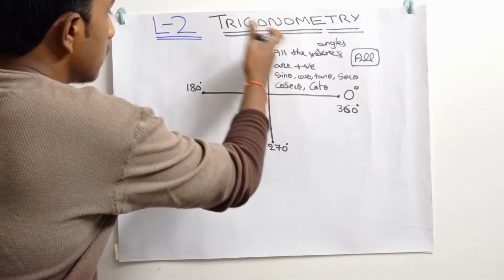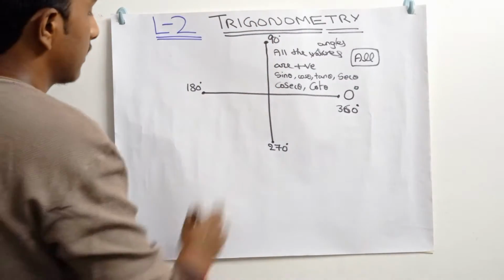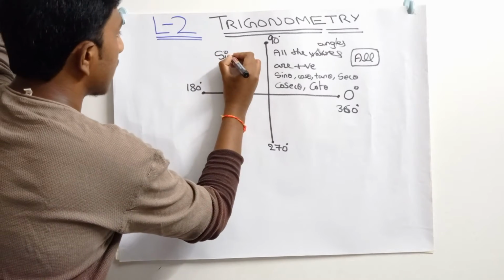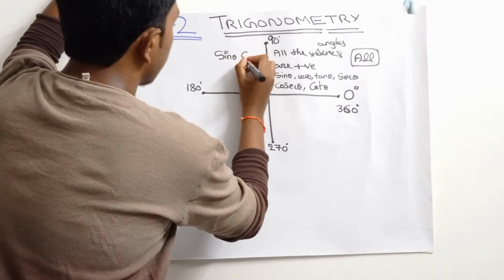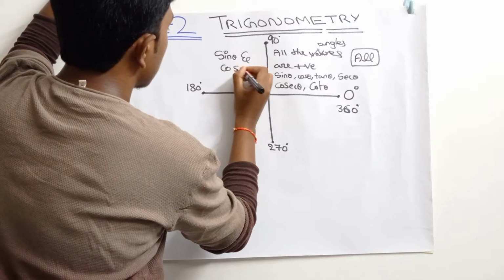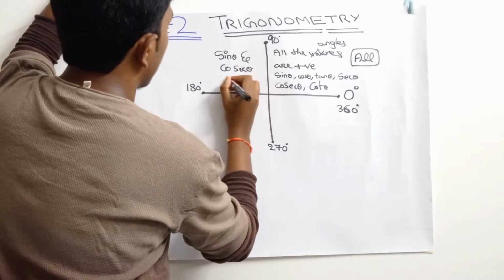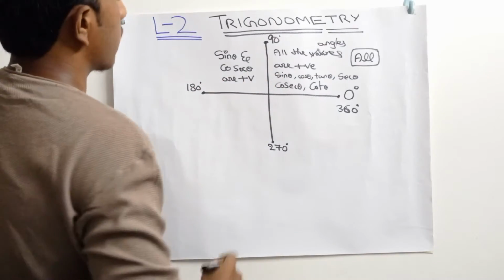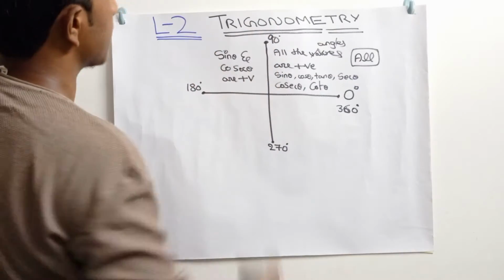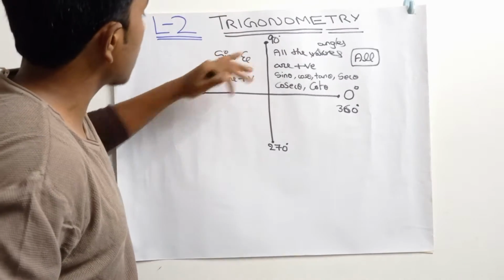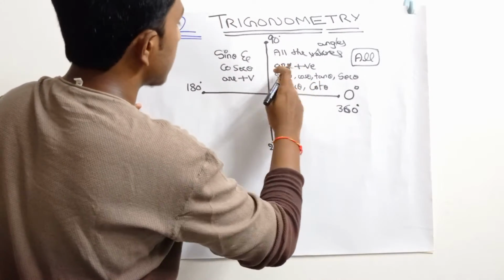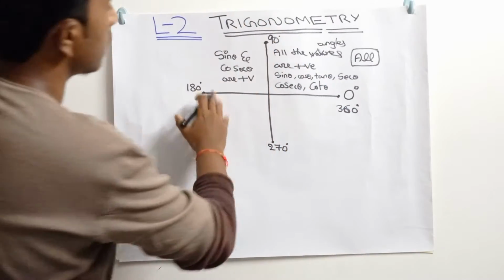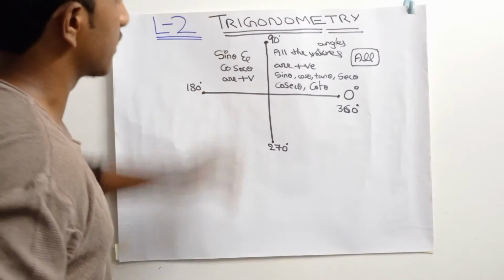Now coming to 90 to 180, here only sin theta and cosecant theta are positive. Only these two values are positive between 90 degrees and 180 degrees. That means sin theta and cosecant theta are positive. Cos theta, tan theta, secant theta, cot theta are negative from 90 degrees to 180 degrees, in the second quadrant.